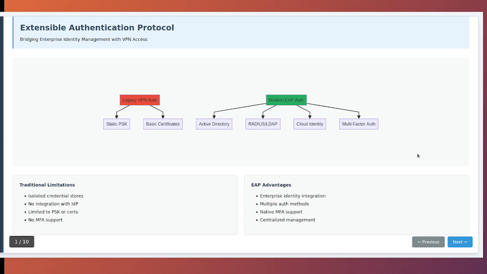In this presentation, I will walk you through the most common EAP methods, show you how they work with IKEv2, demonstrate real-world configurations, and share best practices from enterprise deployments. By the end, you will understand not just how to implement EAP, but which method is right for your organization.